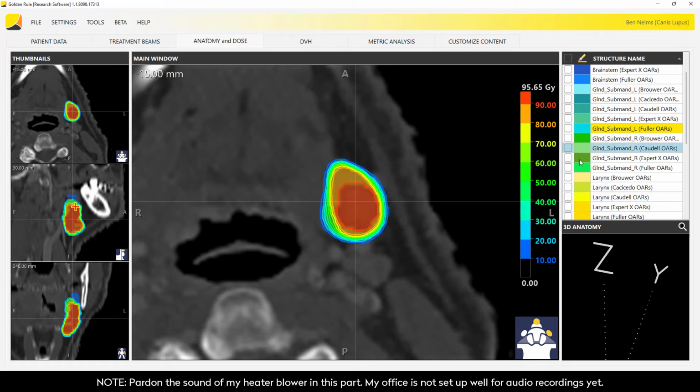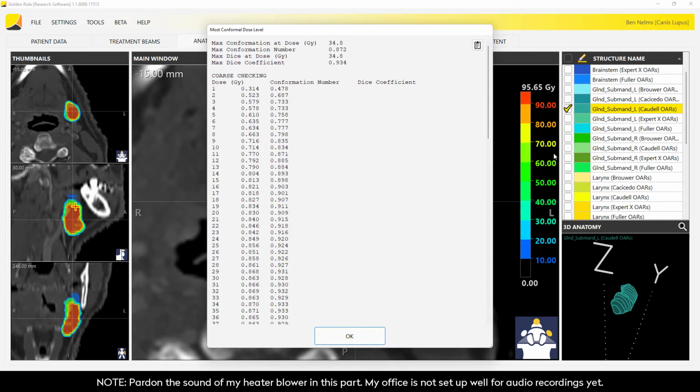Let's take a look at Dr. Caudell's contour. Oops. Turn the right one on. And let's see. Look at that. His, again, near 30, max agreement was with the population, about 35% of the population, with an exceptionally high dice of 0.934. That's our highest yet.